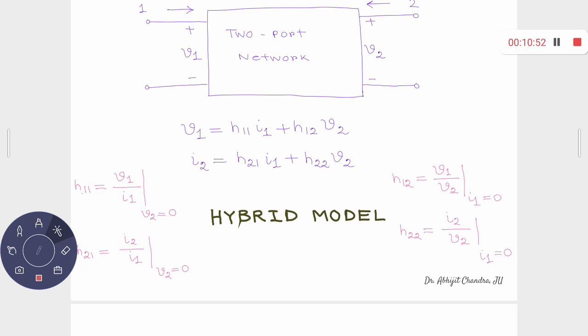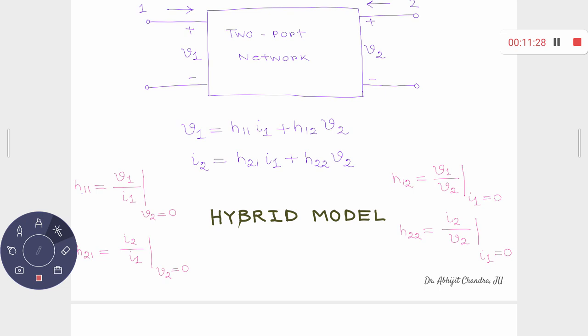So whenever you make this particular arrangement, that means V2 is equal to 0, what does it mean? That means you are making the output port short circuited. What is V2? V2 is the output voltage at port 2. In port 2, you have two nodes, the upper node and the lower node. If you simply make the short circuit connection over there, and then try to find out this V1 upon I1 with this particular condition that V2 is equal to 0, this gives rise to H11.